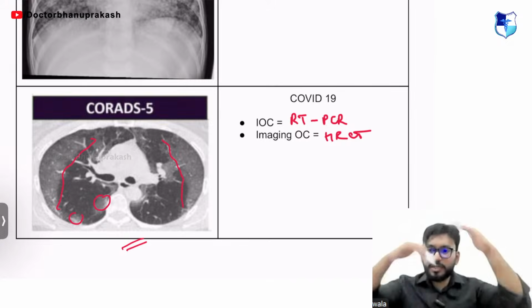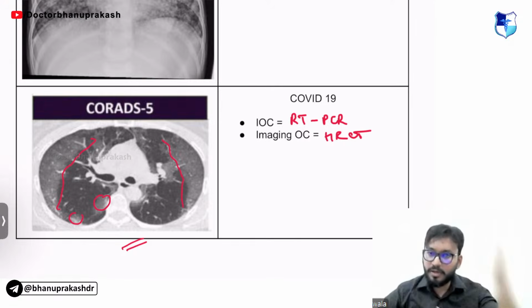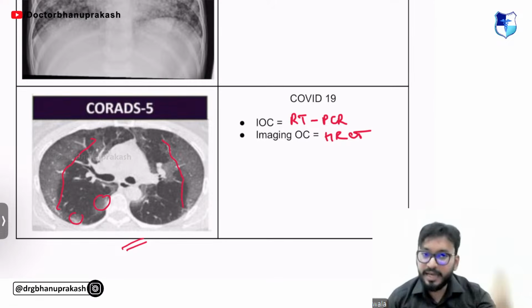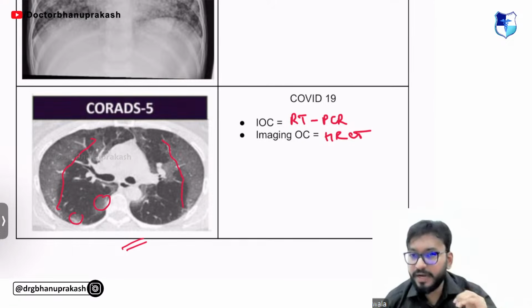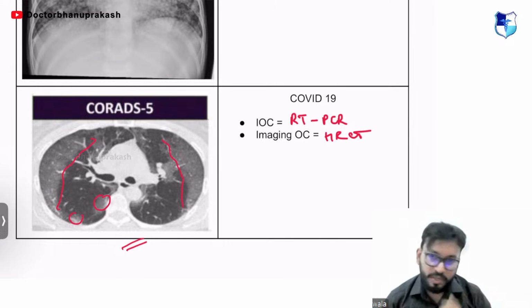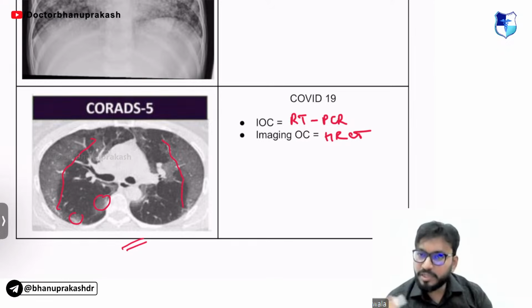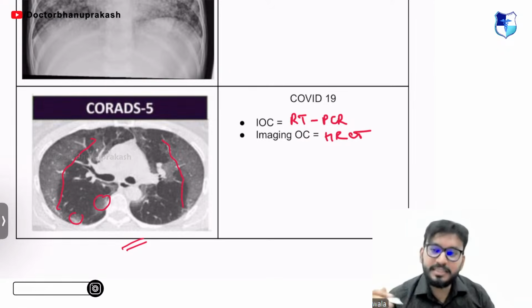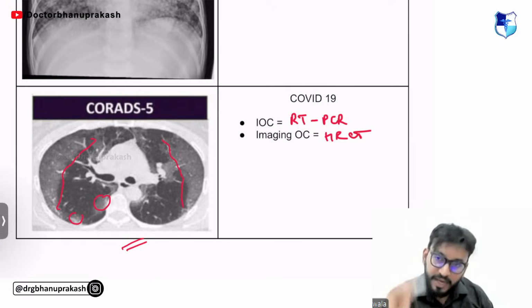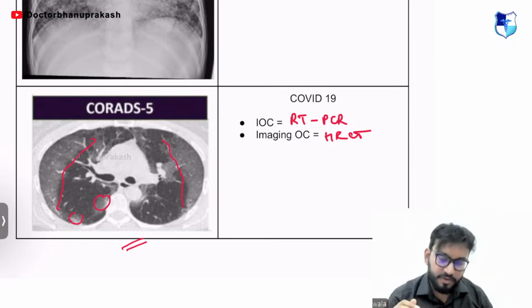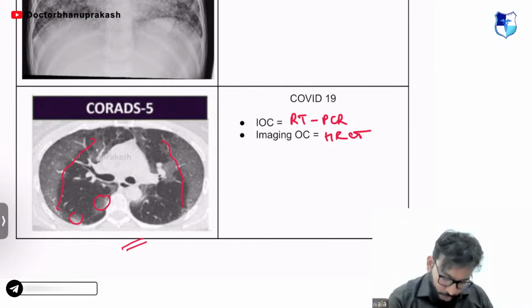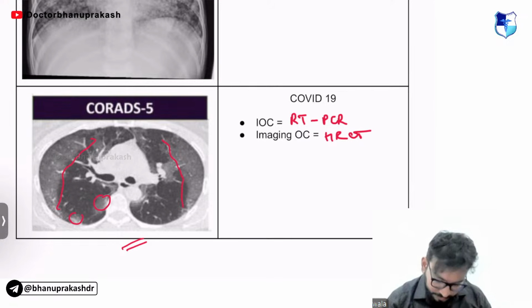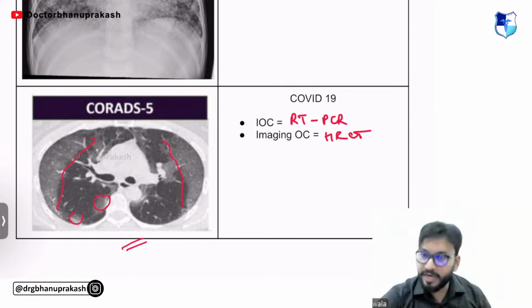So the CORADS goes 1, 2, 3, 4, 5, and 6. CORADS 5 is very highly likely suggestive of COVID-19: bilateral, multiple, peripheral ground glass opacities. What is CORADS 6, guys? Come on. CORADS 6 is confirmatory, that this has to be COVID-19, nothing else.